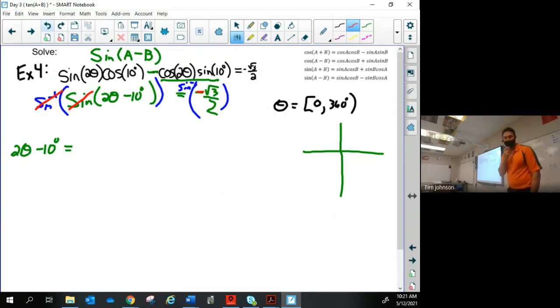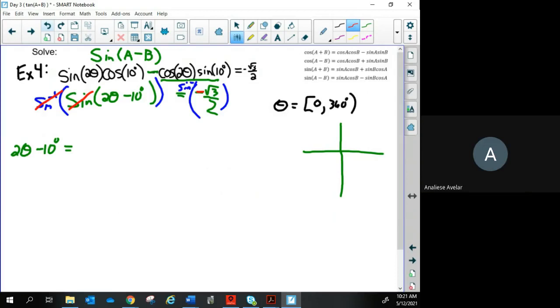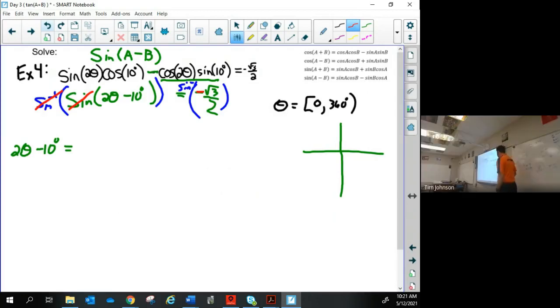Okay, go ahead, Annalise. What'd you say? It's negative in 3 and 4. It is. Thank you. So we have a negative sign in quadrants 3 and 4. So I'll draw my reference triangles.